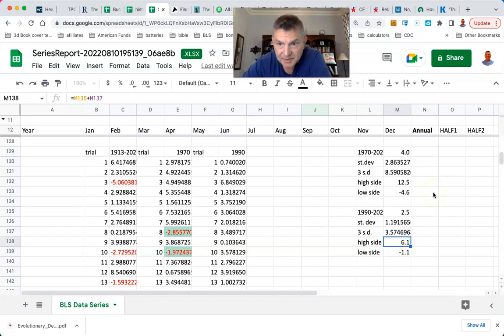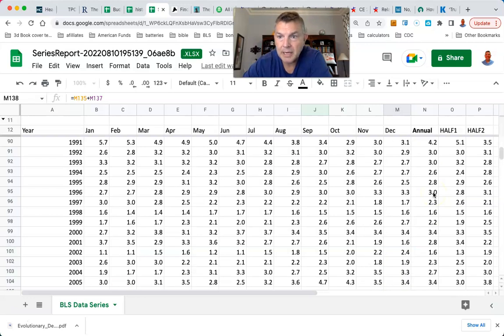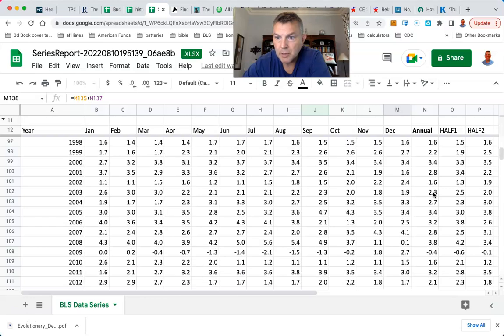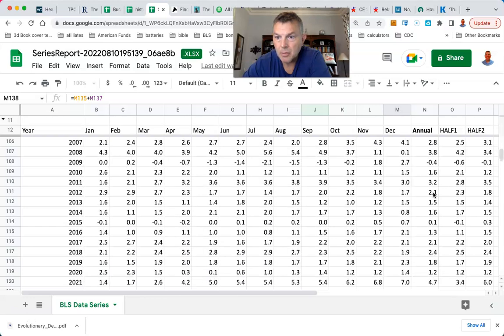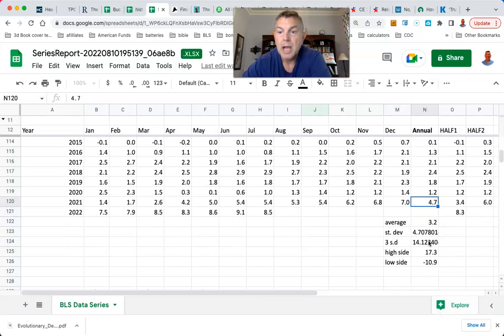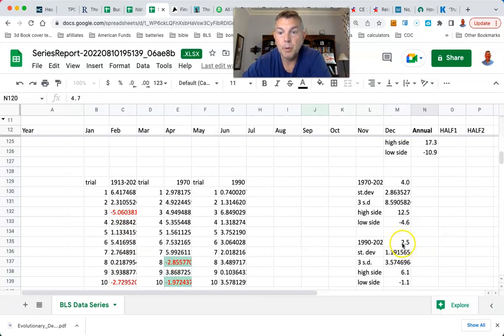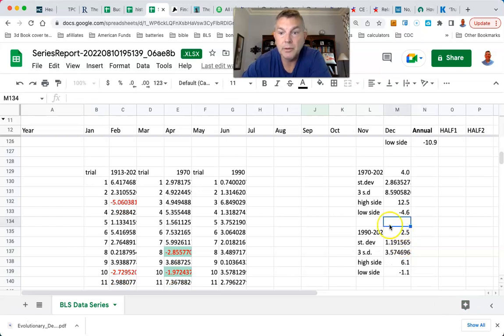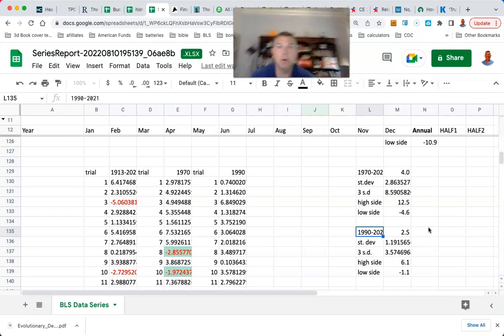I don't think we came to 6.1 from 1990 to 2021. I don't think we got anywhere near that. No, we didn't. We got 4.7 in 2021. However, we know for a fact we've blown through this now in 2022. This is 2021, as you can see right there. So we burned through this now in 2022.